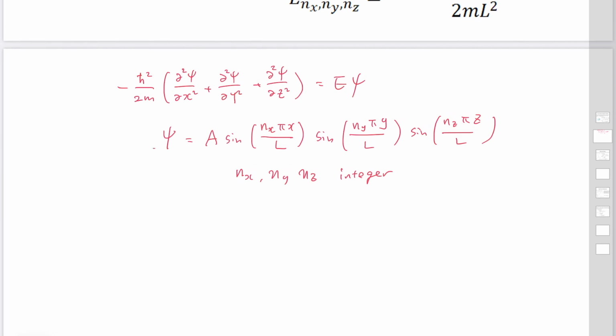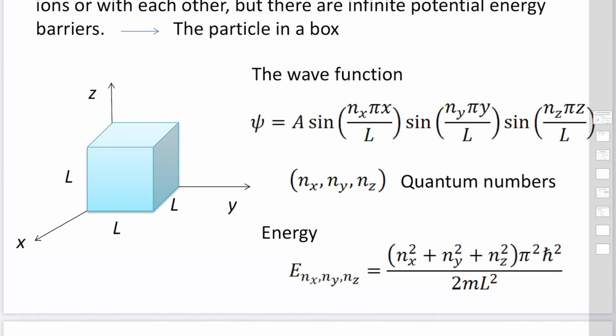If you substitute this back into the Schrödinger equation, you can find that the energy is pi squared h bar squared times (n_x squared plus n_y squared plus n_z squared) over 2m L squared. Okay, this is the energy of an electron inside of this box. And n_x, n_y, n_z are our quantum numbers.